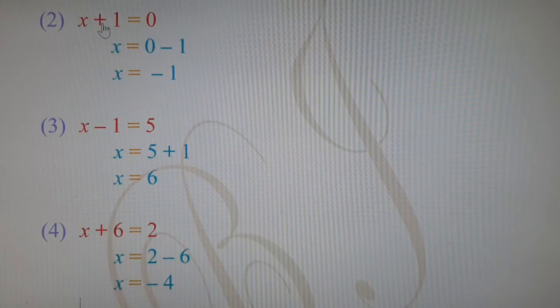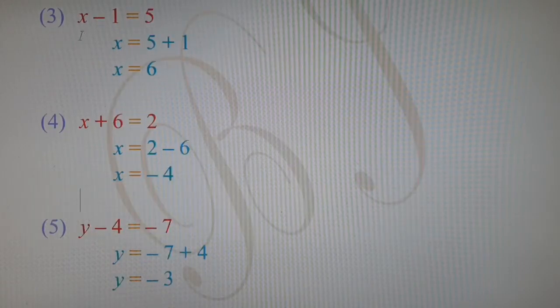So plus 1 will move from the left hand side to the right hand side and it will become minus 1. So we will get 0 minus 1 in the next step and x will be alone on the left hand side. x equal to 0 minus 1. 0 minus 1, the answer will be only minus 1. So the final answer is x equal to minus 1. This will be our answer. Let's go to the third sum.